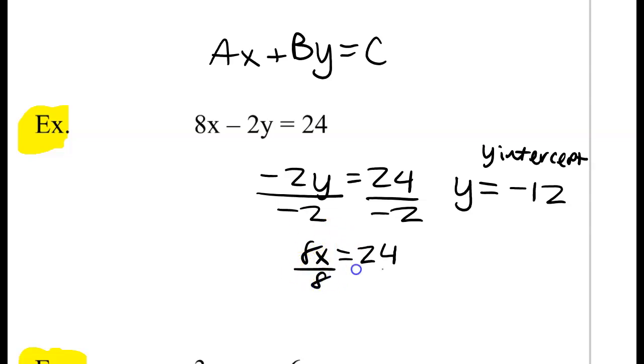Divide both sides by 8. X equals 24 divided by 8, which is 3. So that is my x-intercept. We'll talk about how to put those on the graph and what to do with them, but that's how you start the problem at least. Okay, let's try one more, and then we'll actually put it on the graph.